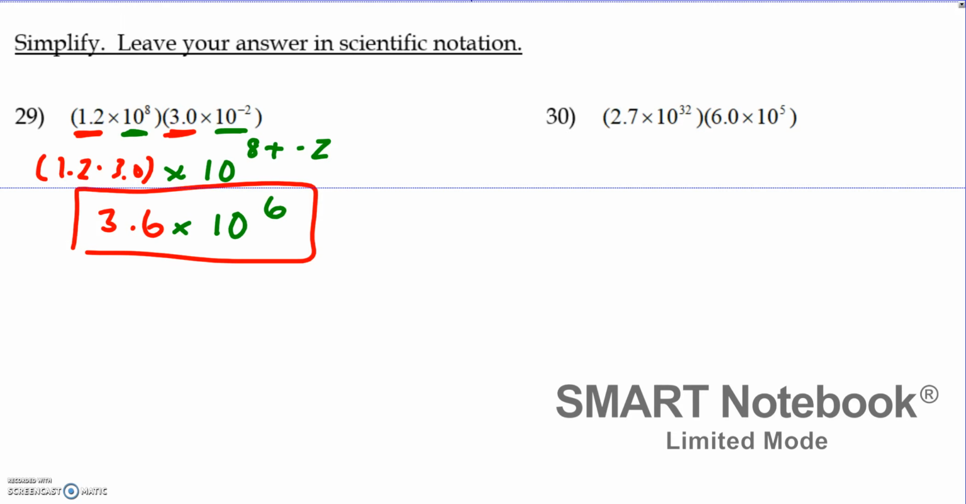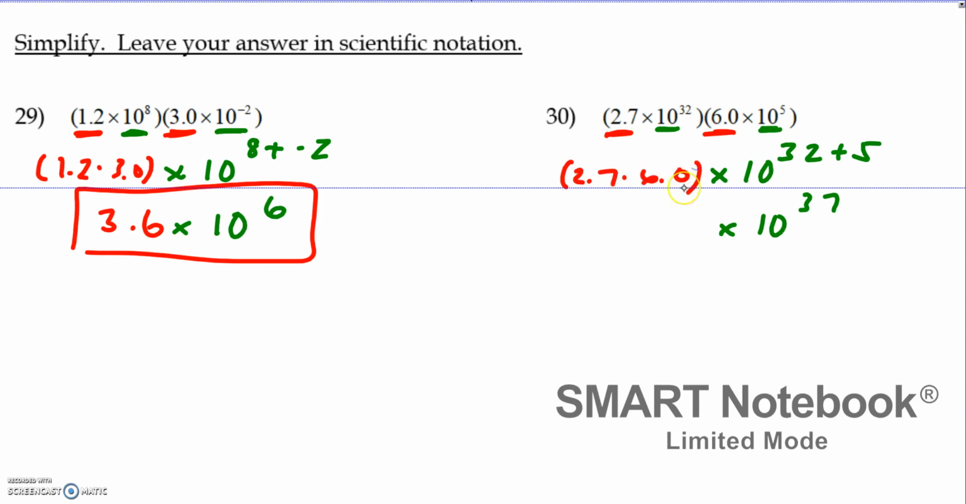Number 30, if I do the same process, again, I notice that I have something times something else, no powers on the outside, which means that, again, I have like bases of 10, and I can add those exponents. So I have times 10 to the 32 plus 5 power, or times 10 to the 37th power. Just like the previous example, 2.7 and 6.0 are not the same base, so you're just going to multiply these as regular numbers, 2.7 times 6.0, and this time if you do that, you get 16.2.